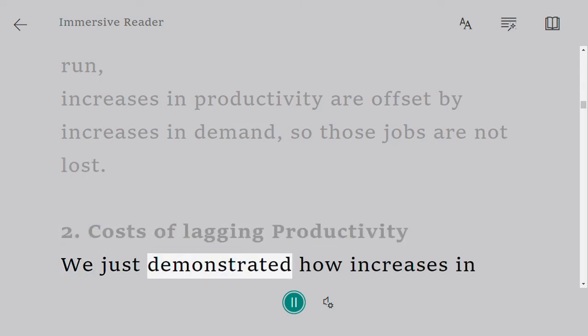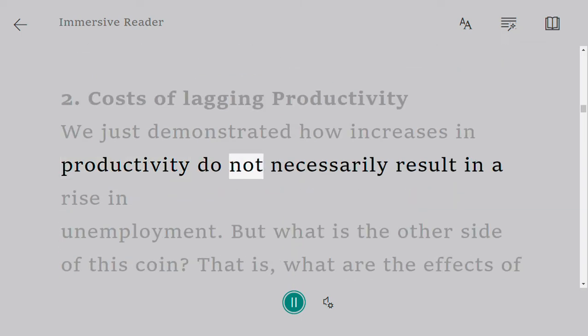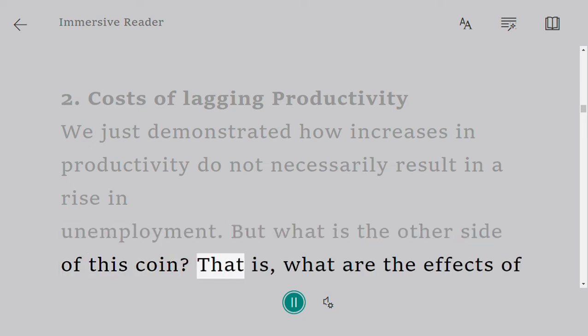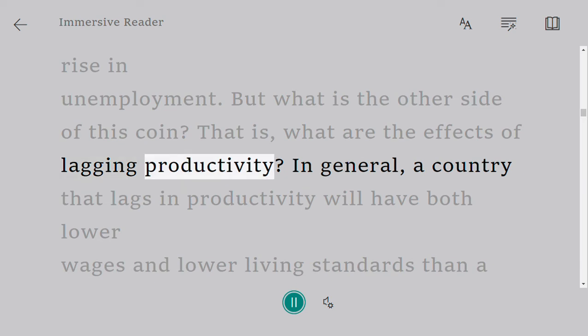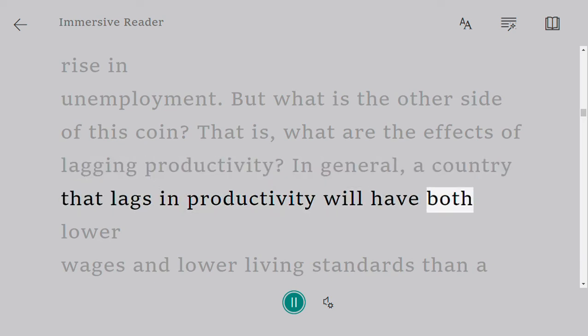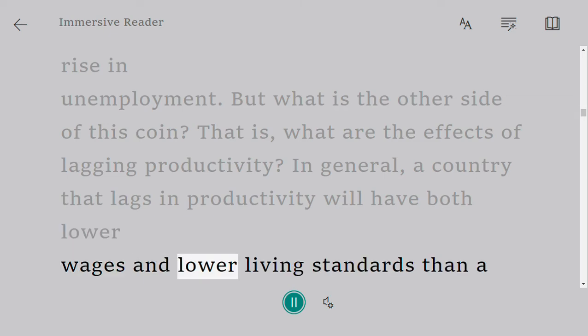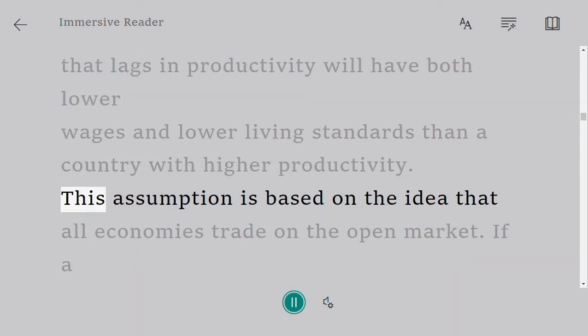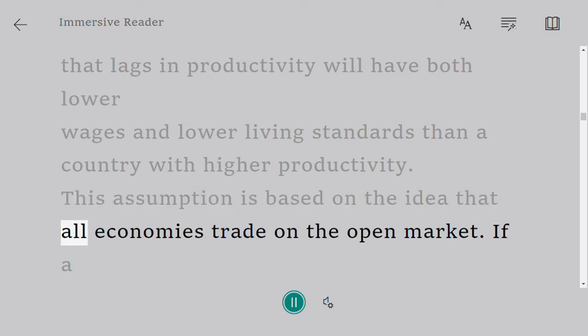We just demonstrated how increases in productivity do not necessarily result in a rise in unemployment. But what is the other side of this coin? That is, what are the effects of lagging productivity? In general, a country that lags in productivity will have both lower wages and lower living standards than a country with higher productivity. This assumption is based on the idea that all economies trade on the open market.